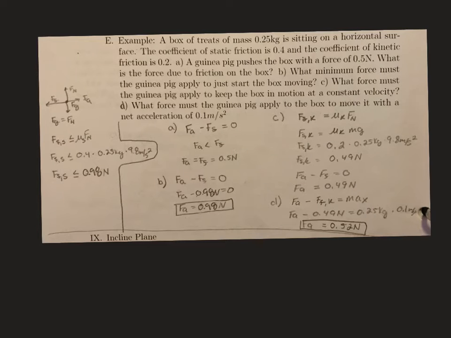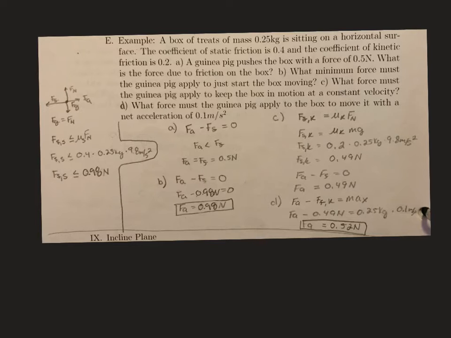Alright, so in this example problem we have a box of treats which has a mass of 0.25 kilograms sitting on a horizontal surface. And we're given both the coefficients of static friction, 0.4, and kinetic friction, 0.2. And we have a guinea pig that is going to first apply a force of 0.5 newtons, and we want to know what the force due to friction on the box is.